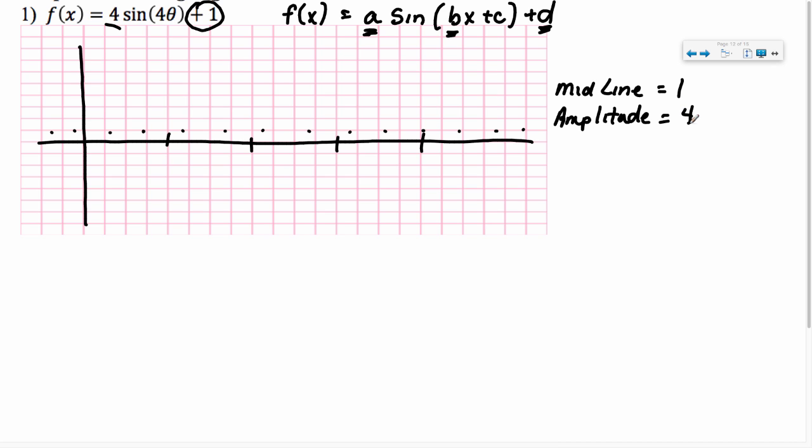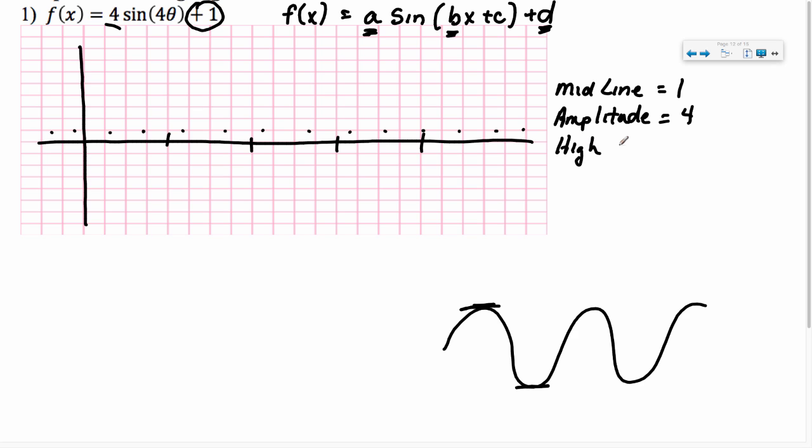So you know that a sine curve goes like this. It would be very nice to know what the high is and what the low is at the intervals so we can make a nice graph. So to find the high, it would be the midline plus how high up the amplitude is. So our high is going to be 5. Our low value will be the midline take away the amplitude, -3.